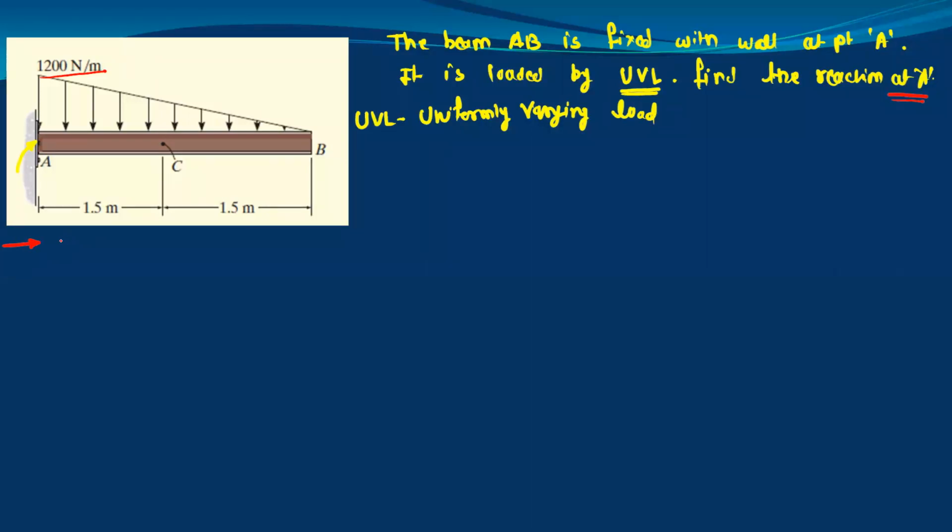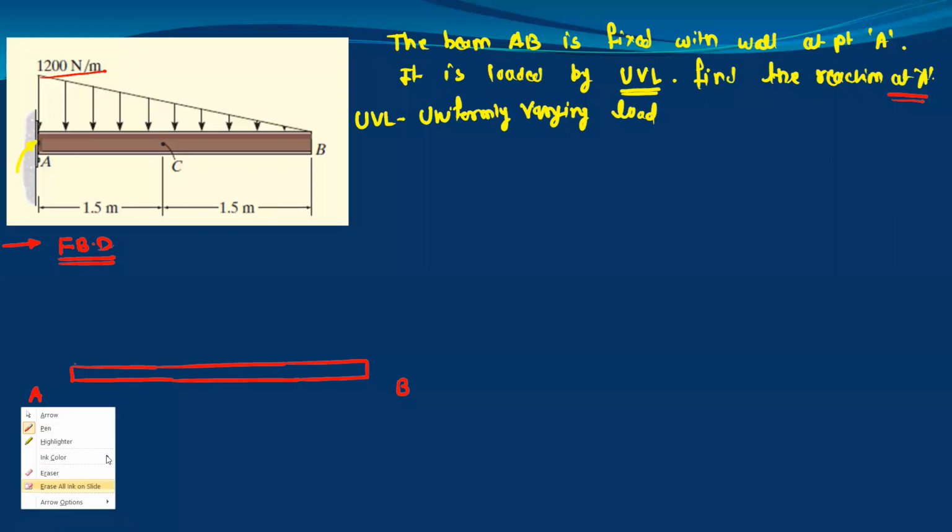So your first step is we should draw the free body diagram. For the free body diagram, just draw the beam AB as it is. Your next step is we have to convert this uniformly varying load into point load. So let us see how to convert that.